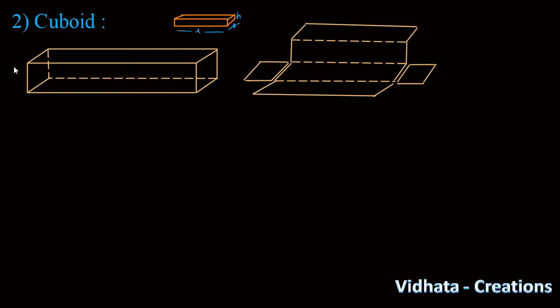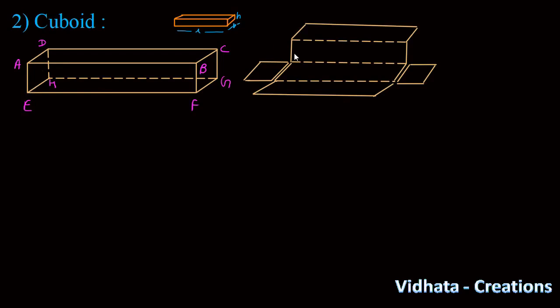Now let us carry out the naming so that we can systematically study and find the total surface area and volume of this cuboid. Let this corner be A, this corner B, this C, D, E, F, G, and H. Now, if you cut it and fold it, it will just look like this.